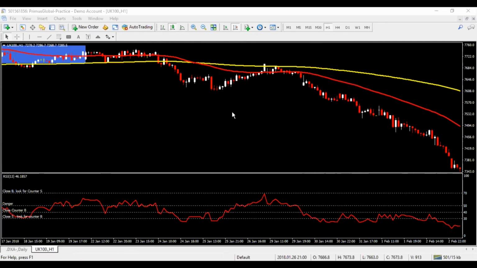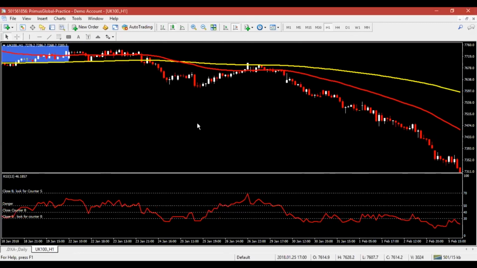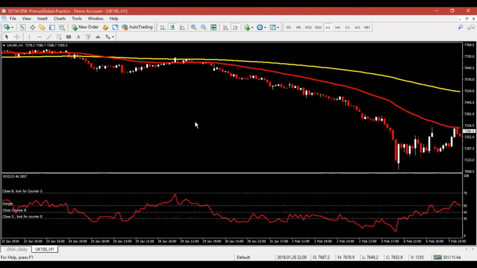Lwazi is asking, if you missed an entry point, can you use your RSI to check whether you can still enter? Lwazi, because you are trading on H1, I would say if you missed your entry point, let it go, brother. But on the higher time frames like H4 and daily and weekly, you can still enter the trade. Just look at RSI. RSI is still pointing down. But on H1, let it go.